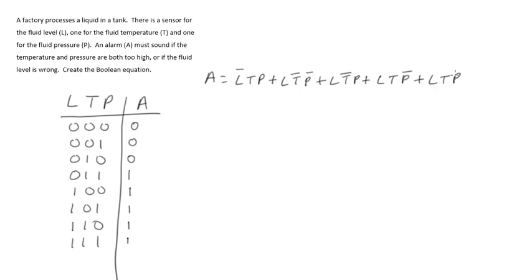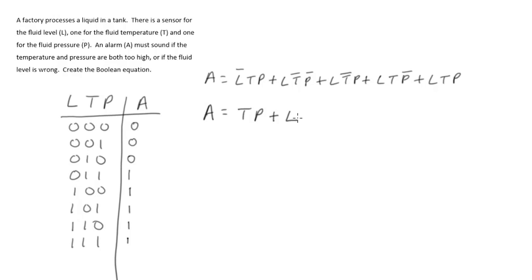In another class, you're going to learn how to simplify that equation and make it much shorter. With this particular word problem, we can find a shorter version just by examining the word problem itself. It says that the alarm must sound, or the alarm will be true, whenever the temperature and pressure are both high. That would be T and P. Or if the fluid level is wrong. So reading right from the word problem, we get a much shorter equation that reads A equals T and P, or L.